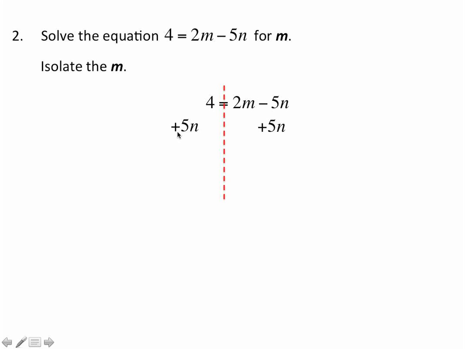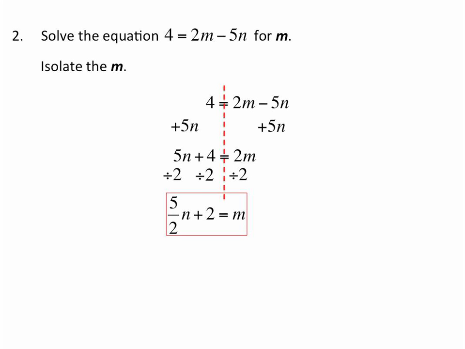When I do it to the left side, just be careful that you don't actually add these numbers together because they are not like terms. So over here on the left, you would just have 5n plus 4 equals 2m. Now I got to get this 2 off of here. So I'm going to divide it by 2. Remember, anytime you divide it by 2, you got to divide all of the pieces in the equation by the 2. So m would equal 5 over 2n plus 2.